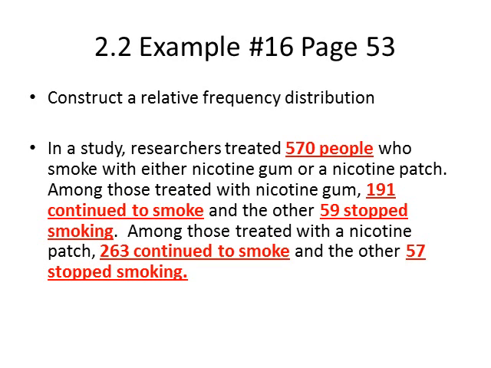Let's construct a relative frequency distribution for this example. So this is example 16 on page 53. In a study, researchers treated 570 people who smoke with either nicotine gum or a nicotine patch. Among those treated with nicotine gum, 191 continued to smoke, and the other 59 stopped smoking. Among those treated with a nicotine patch, 263 continued to smoke, and the other 57 stopped smoking. So the solution to this is on the next page.